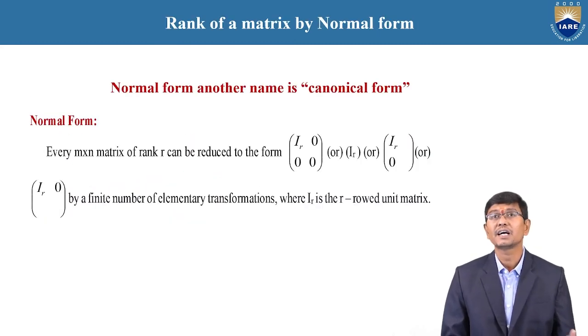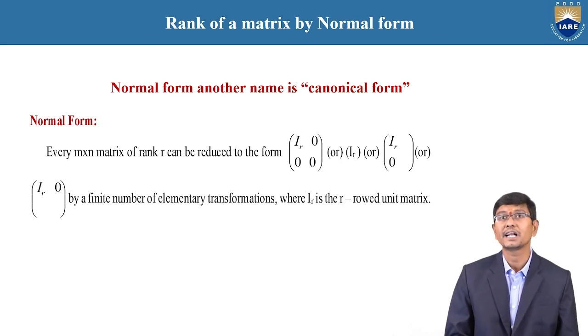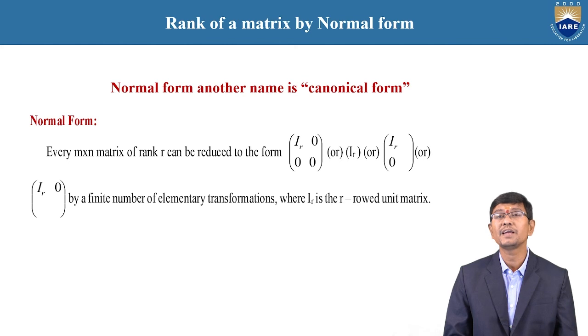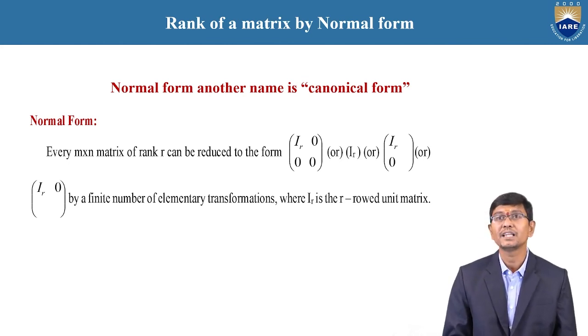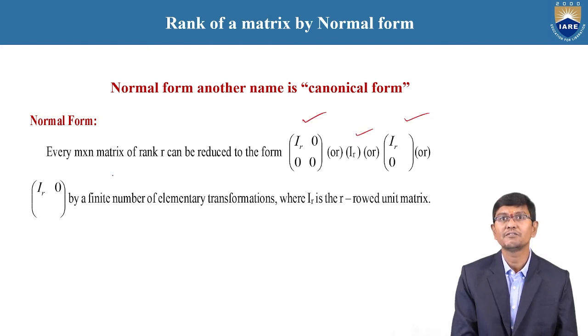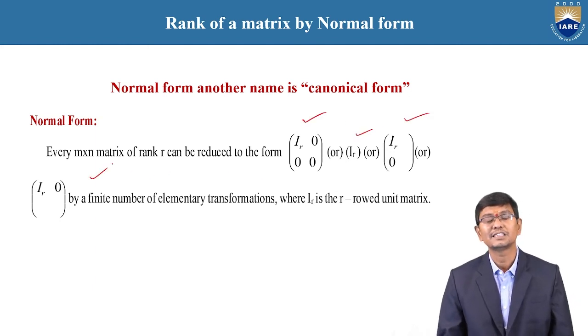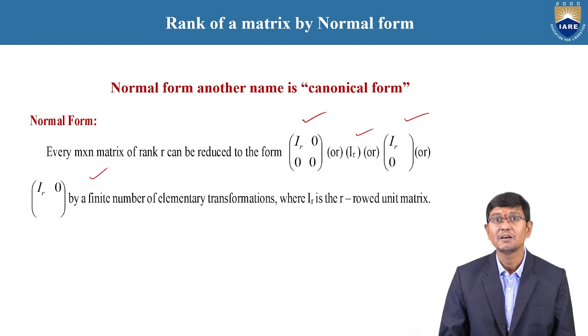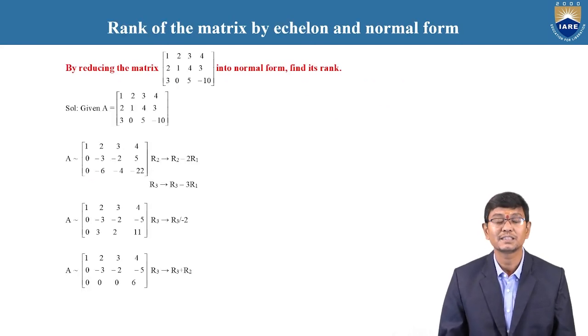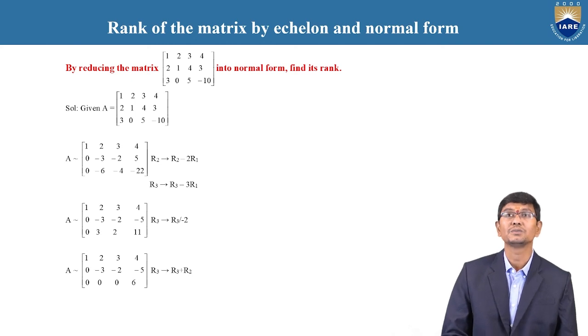And here, recall the normal form, another name for which is the canonical form of a matrix. Every m by n matrix can be reduced to any one of the forms, either [Ir 0; 0 0], or [Ir 0], or [Ir; 0], and this is the final condition. Such types of matrices are called the normal form. But in these matrices we need to apply both row and column operations, where Ir is the identity matrix of order r, the rank of the matrix.